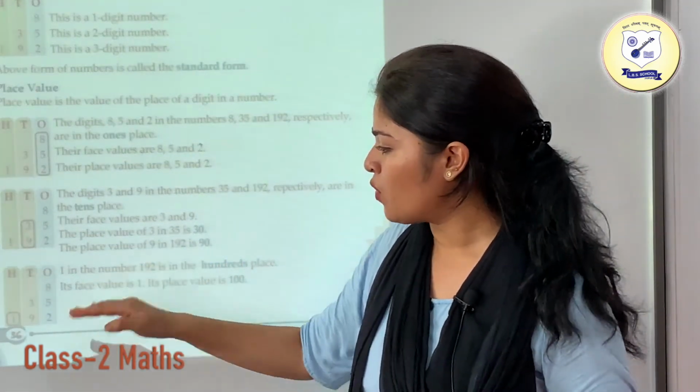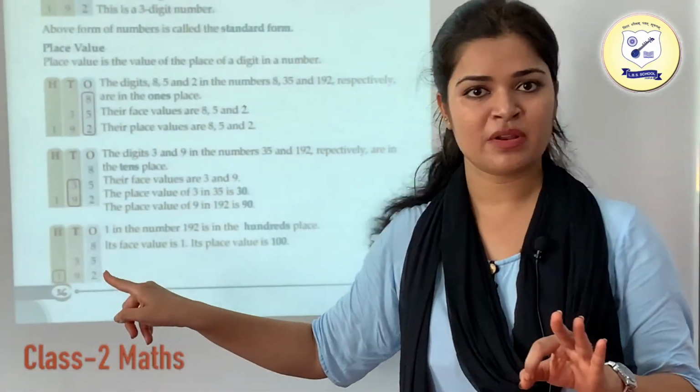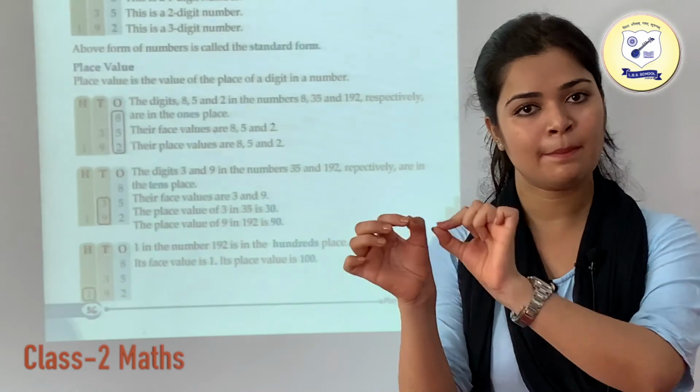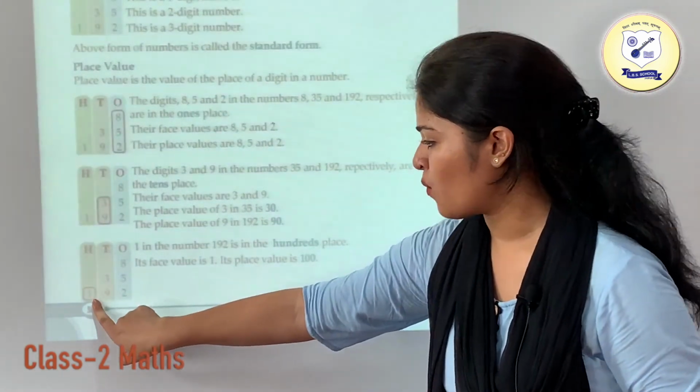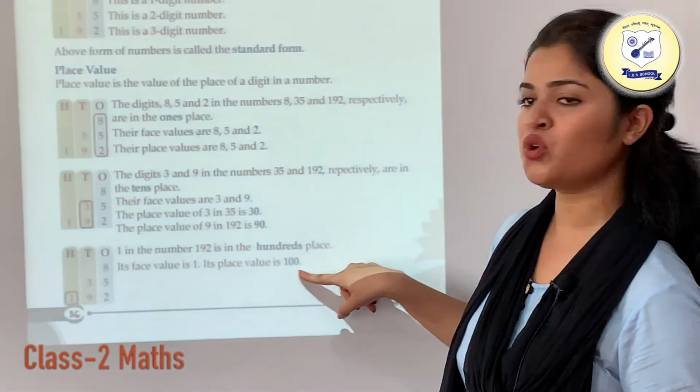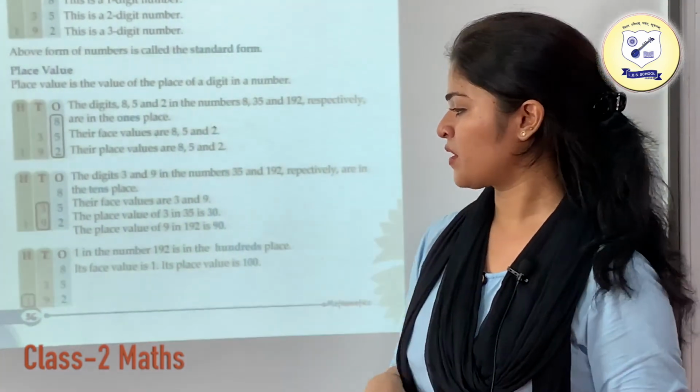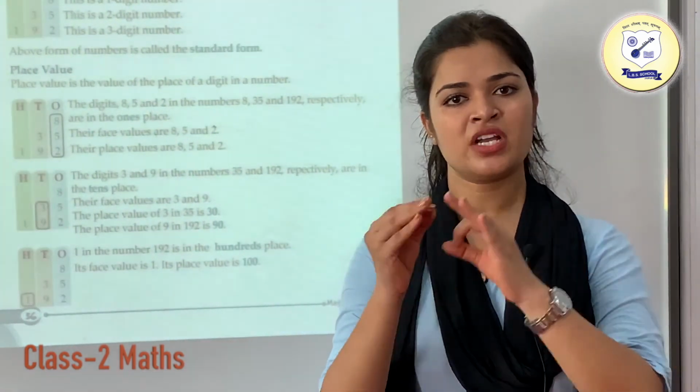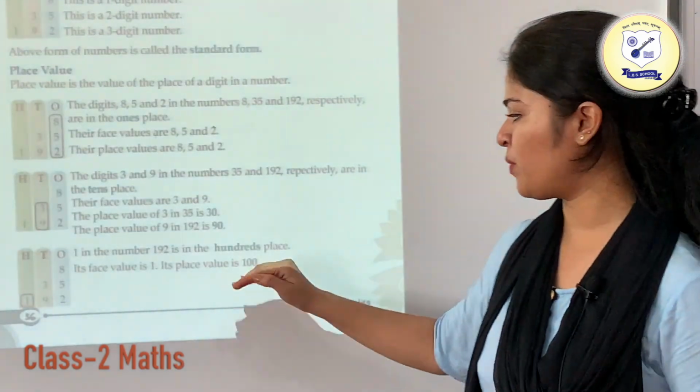Now we are going to discuss the hundreds place value. Since we are moving to the hundreds place, the place value of this digit is going to be 100. Since it is on the hundreds place, we just multiply 100 into it, and that forms 100.